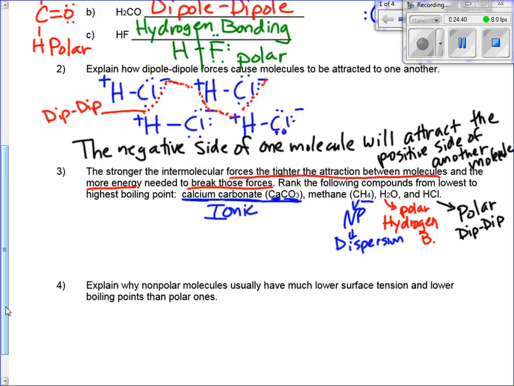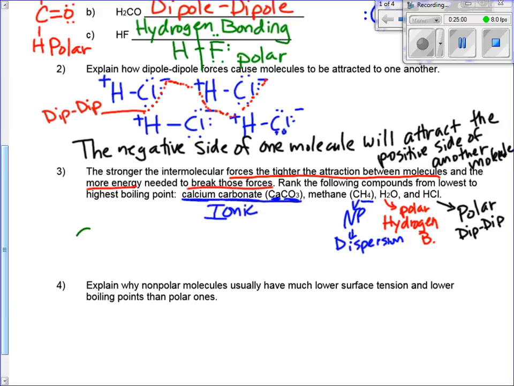So we can arrange them from lowest to highest boiling points. The weaker the attraction, remember, the lower the boiling point, the stronger the attraction, the higher. So who's the weakest out of those? Which compound? The dispersion one, which one is that? CH4 would be the weakest.